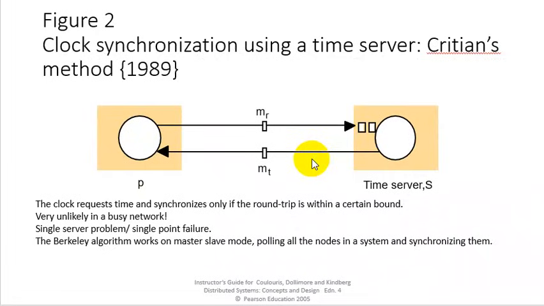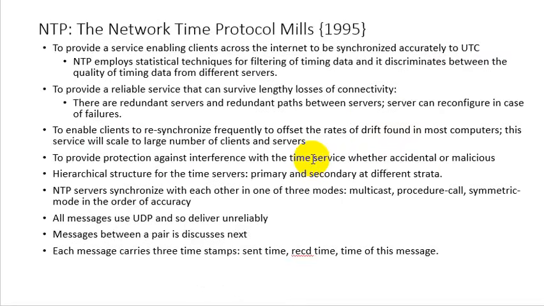So Cristian's algorithm synchronizes a client's clock with a server by measuring the round trip delay. While simple, it depends on a single server, which can become a bottleneck or a single point of failure. So here, Network Time Protocol. NTP is the most widely used protocol for synchronizing clocks over the internet. It uses multiple servers, statistical filtering, and hierarchical layers to provide reliable and accurate time synchronization, even when some servers fail.